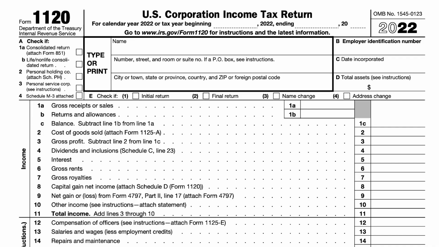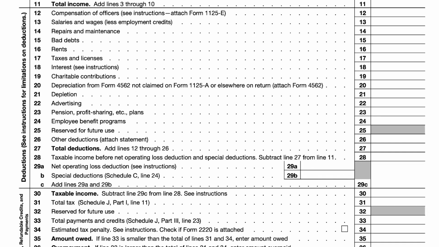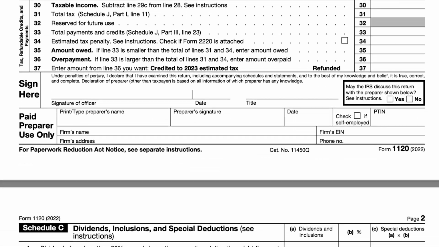The Form 1120 will be only partially filled in for you. You only need to include identifying information. You don't have to include any kind of income or tax deductions in this form.